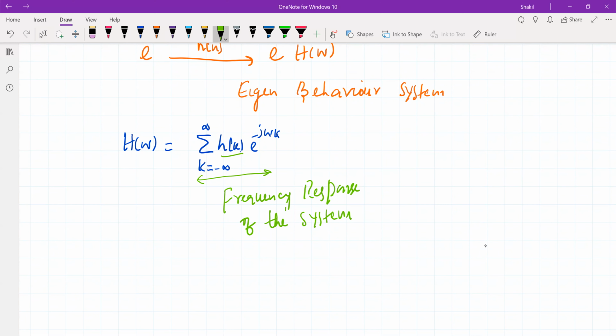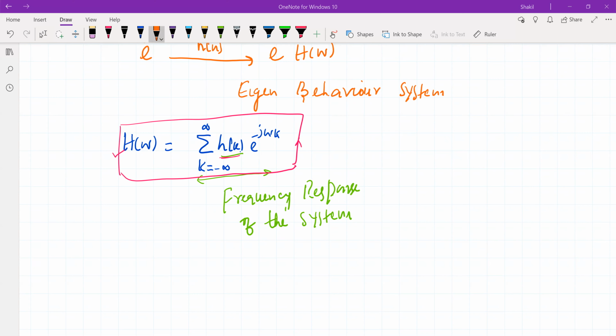Now if you have studied network theory, when the input to a network is a sinusoid, the output response is termed the frequency response of the network. In the same way in system theory, if the input to the system is a complex sinusoid, the output is referred to as the frequency response of the system, and this is the frequency response of the system whose impulse response is h of k. Later on, if we get time, we shall see this is also the Fourier transform of h of k.